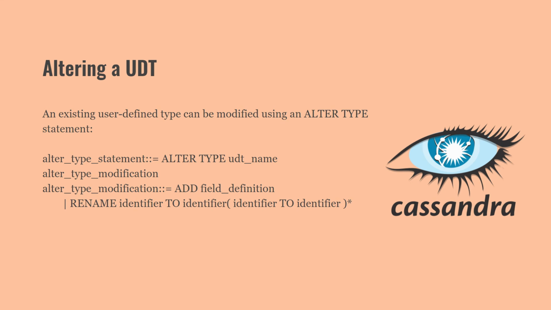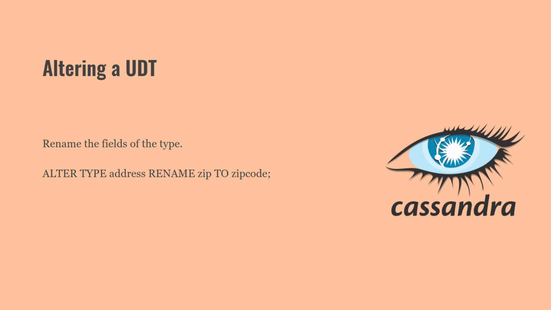Altering a UDT, that is user defined type. An existing user defined type can be modified using an alter type statement. The alter type statement will be alter type UDT name, then we specify the modification. We can add a field definition, rename a field or identifier. So let's move to the practical demonstration of it.